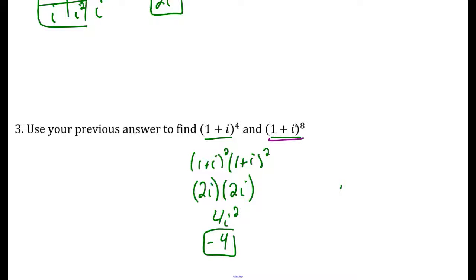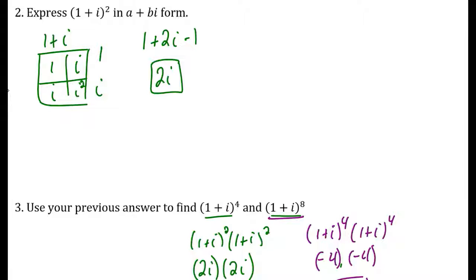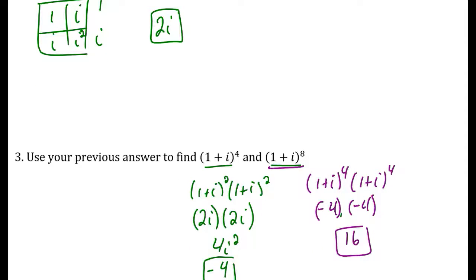And then to find (1 + i)⁸, I'm going to use that same idea. That's (1 + i)⁴ times (1 + i)⁴, or (1 + i)⁴ squared. Well, that's negative 4 times negative 4. That's 16. So, again, just some more practice with working with complex numbers and squaring them. This would be crazy to actually do out by hand, but using your previous result makes the question a lot simpler.